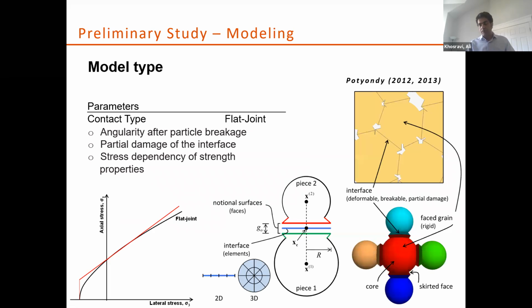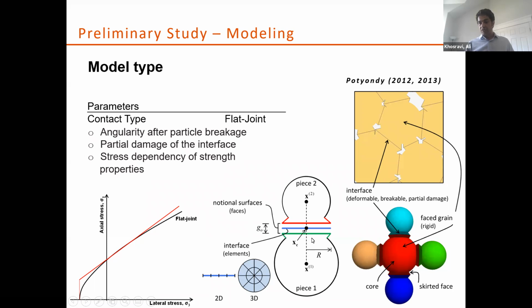The model we used for our simulation was different from parallel bond. It's called flat joint, developed by Potyondy in 2012-13, and with the use of this model, we were able to capture some of the deficiencies associated with parallel bond, especially angularity, lack of partial damage of the interface, and stress dependency of strength properties. How were we able to capture them?